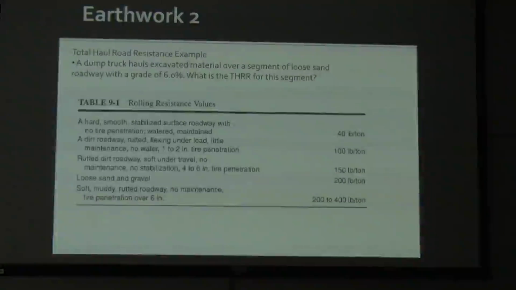Total haul road resistance example. A dump truck hauls excavated material over a segment of loose sand roadway with a grade of 6%. What is the total haul road resistance for this segment?